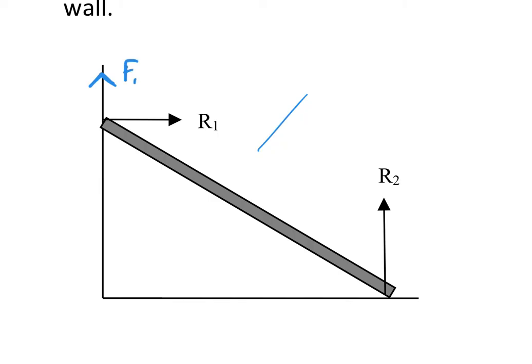Likewise, if the ground is smooth, then there's a normal reaction going up here. If the ground was rough, the ladder would move in this direction, which means friction has to act in this direction to prevent motion, to prevent the ladder sliding. So that's what you're going to have.